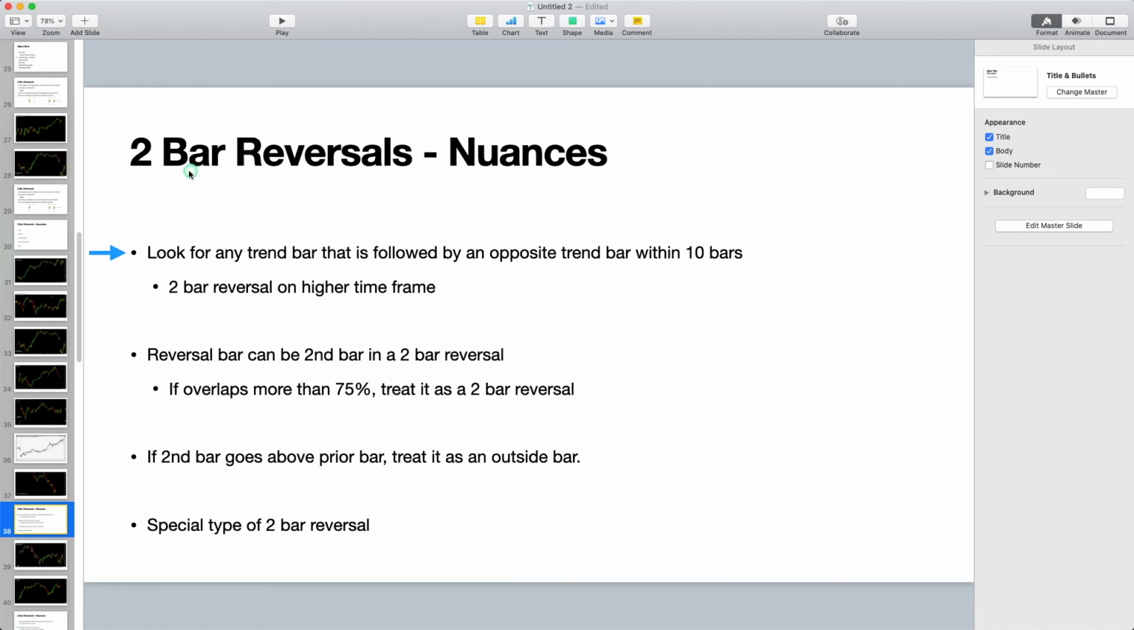So now I'll talk about the nuances of a 2-bar reversal. One nuance is a good practice is to look for any trend bar that's followed by an opposite trend bar within 10 bars. So look for any trend bar or a set of trend bars that are followed by either one big trend bar or a set of trend bars in the opposite direction, even if they're separated by many bars in between, because that's a 2-bar reversal on a higher time frame.